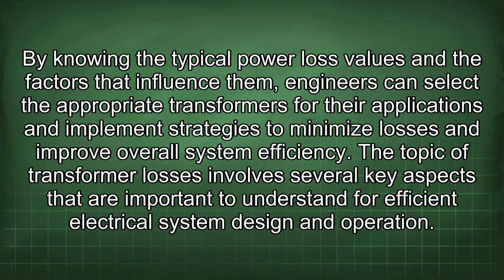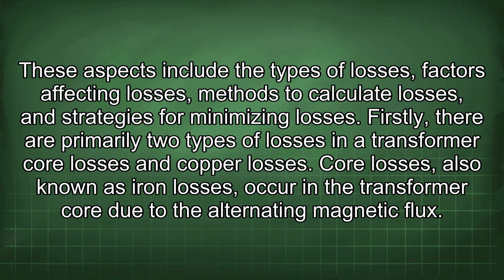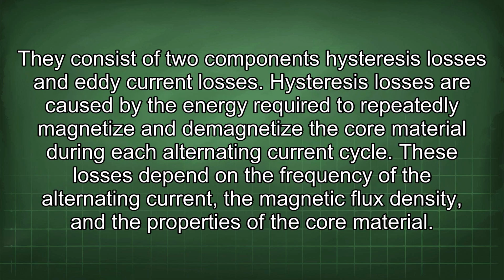The topic of transformer losses involves several key aspects that are important to understand for efficient electrical system design and operation. These aspects include the types of losses, factors affecting losses, methods to calculate losses, and strategies for minimizing losses. Firstly, there are primarily two types of losses in a transformer: core losses and copper losses. Core losses, also known as iron losses, occur in the transformer core due to the alternating magnetic flux. They consist of two components: hysteresis losses and eddy current losses.